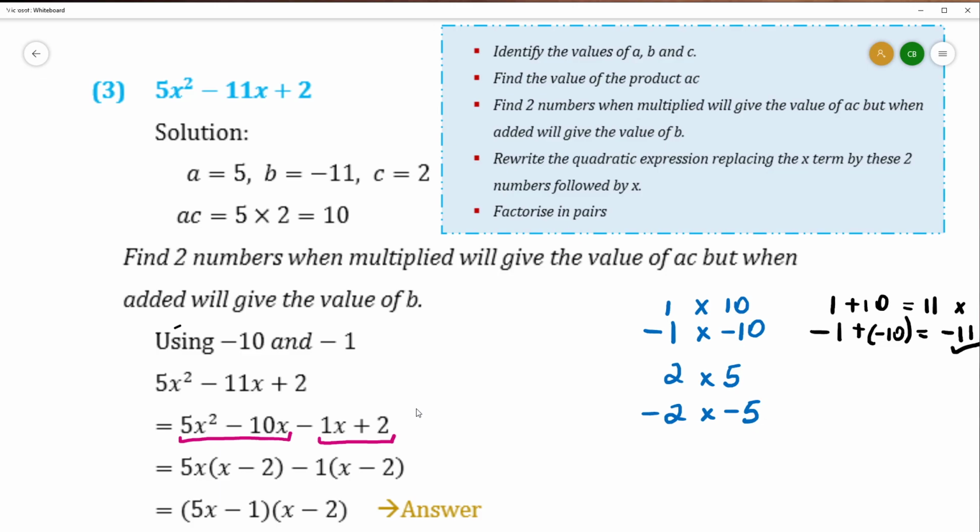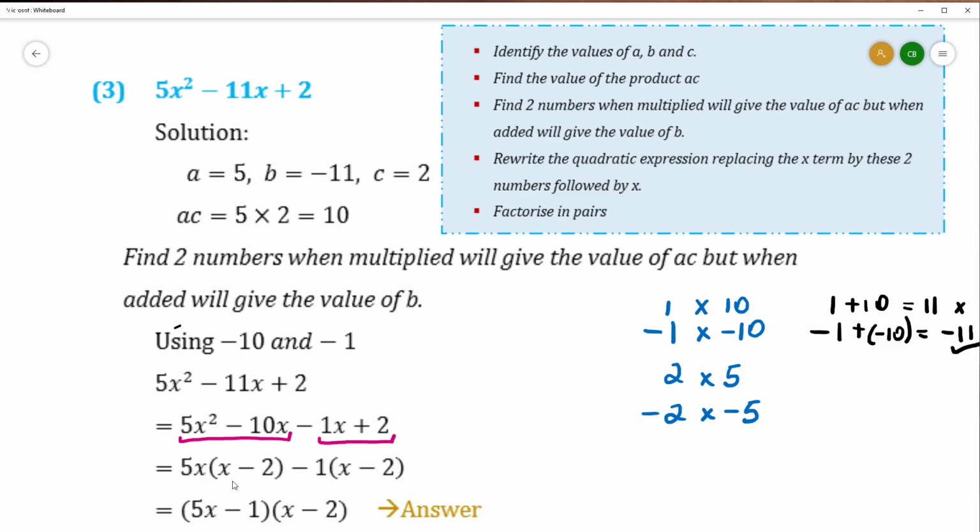Now the reason why I factorized minus 1 instead of just 1 is because I want my two brackets to be the same so that I could factorize further. And if I had factorized positive 1 here, then in brackets I would have had minus x plus 2, which is not the same as the other brackets.